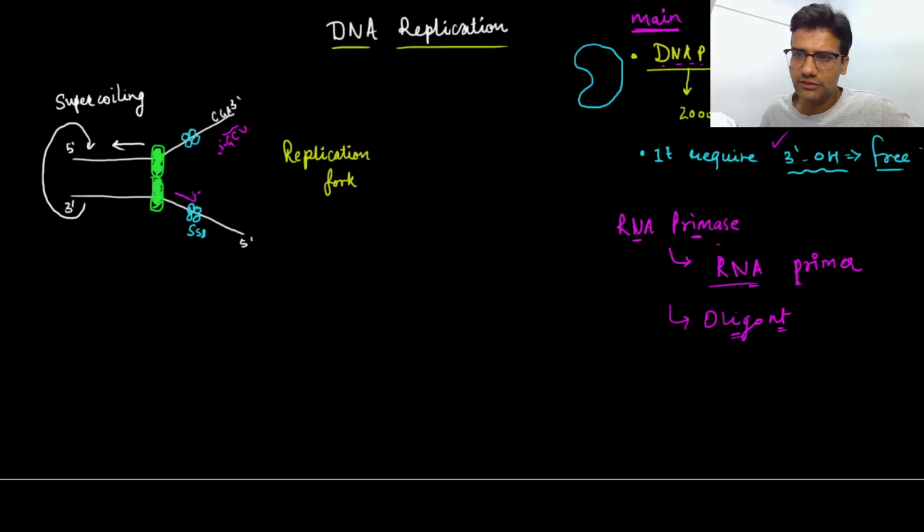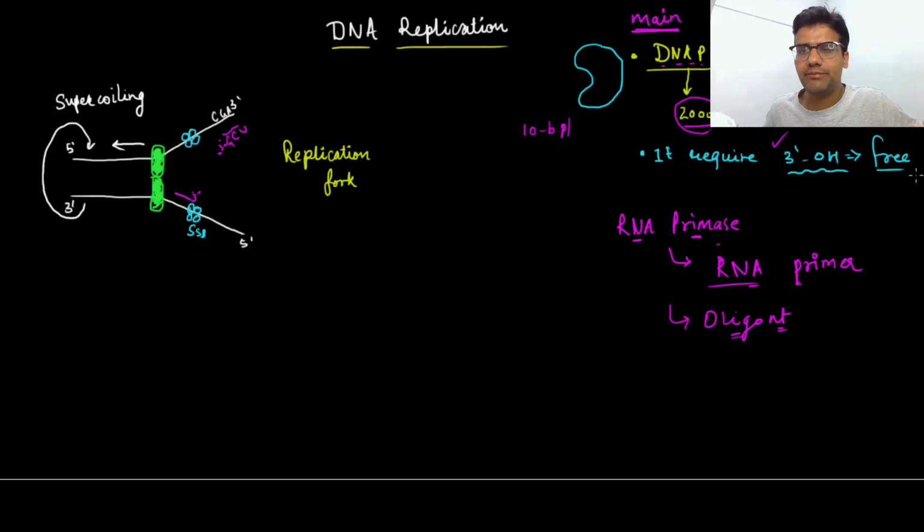This DNA polymerase has a high efficiency of 2000 base pairs per second, so it can replicate the DNA within a very short amount of time. The other DNA polymerases are not as efficient as DNA polymerase 3. Their efficiency is too low, that means they have an efficiency of 10 base pairs per second or 20 base pairs per second, sometimes 100 base pairs per second.